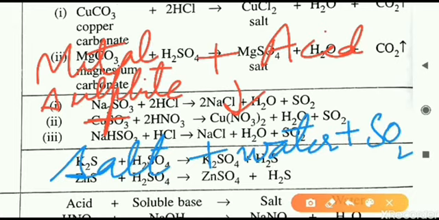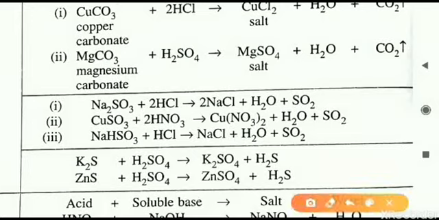In the case of carbonate and bicarbonates, we are getting carbon dioxide, but in the case of these sulfites and bisulfites, bisulfite means HSO3, we are getting SO2 gas. So the gas, you remember: CO2 will form from carbonate, SO2 will form from sulfites, SO3. So that gas you will remember. Now you will see the equation.